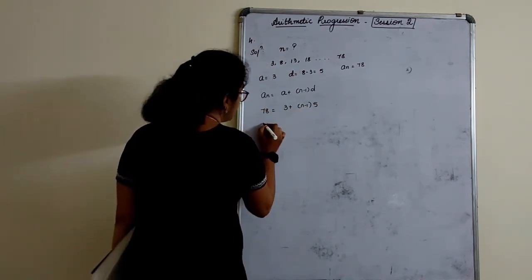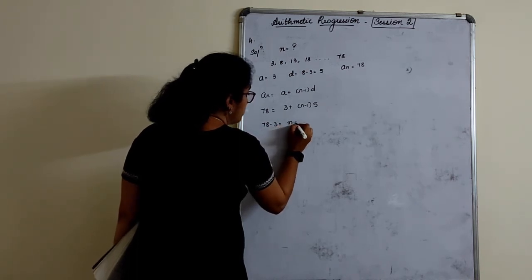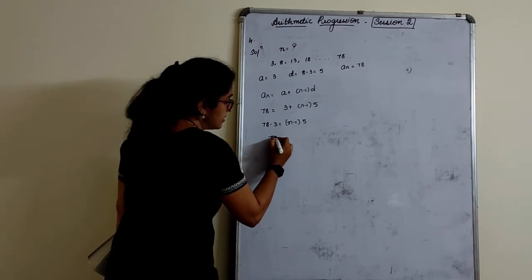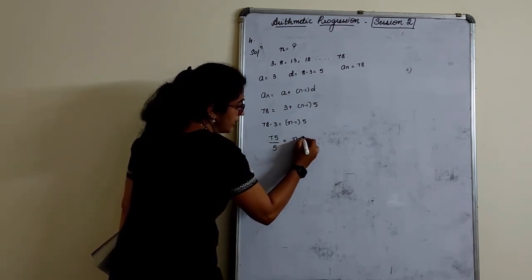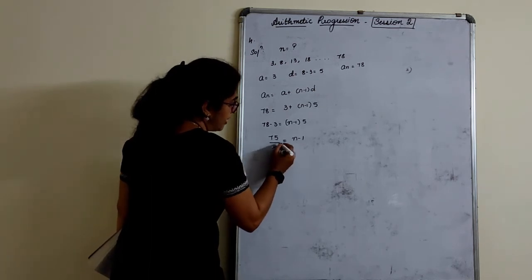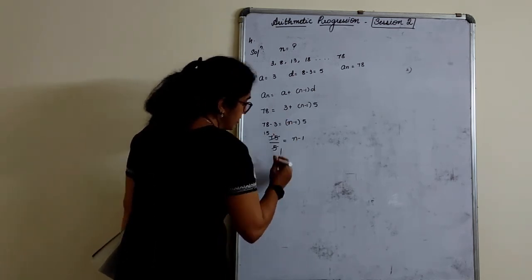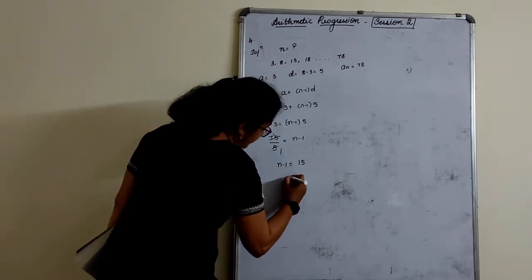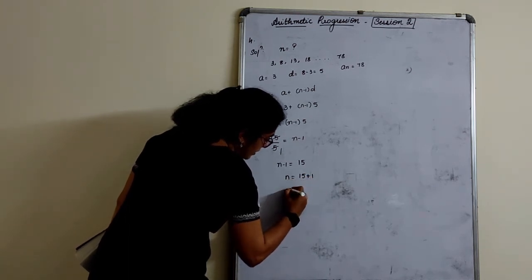Shift this side. 78 minus 3 is equal to n minus 1 of 5. 78 minus 3 is 75 divided by 5 is equal to n minus 1. Okay. 5 ones are 5, 5 threes are 15. n minus 1 is equal to 15, where n is equal to 15 plus 1, n is equal to 16.